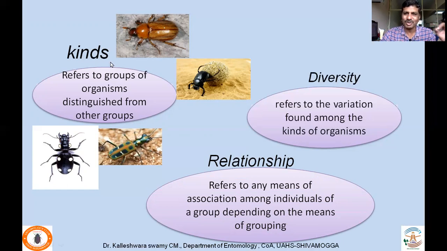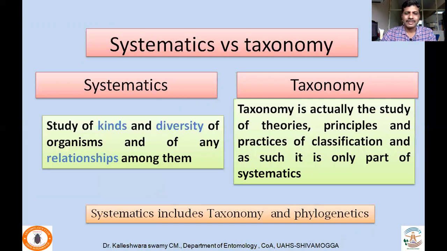Antenna, legs, mouth parts, wings, I was telling, that is the relationship. Based on that relative character, we can segregate them. So that is the definition of systematics. Okay, so what is the difference between systematics and taxonomy then?